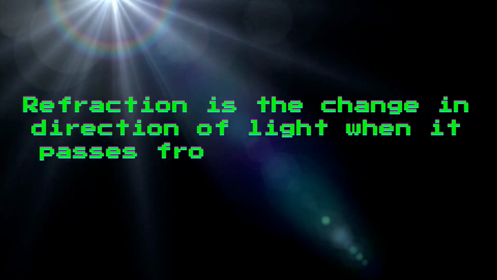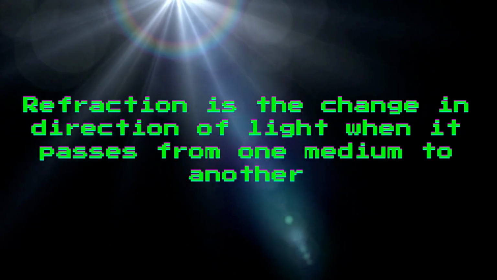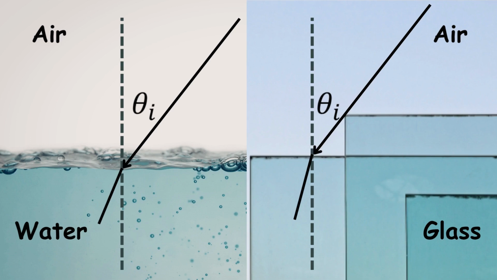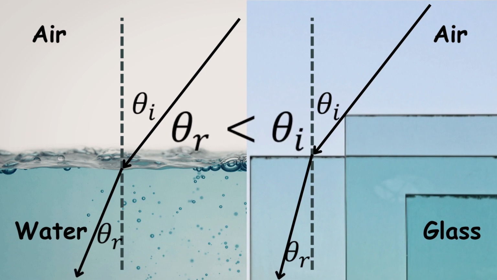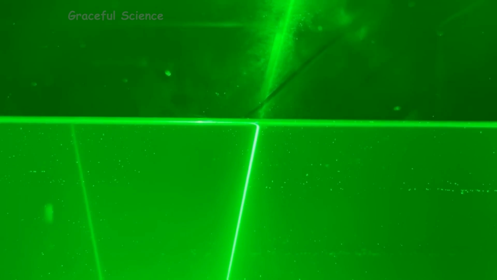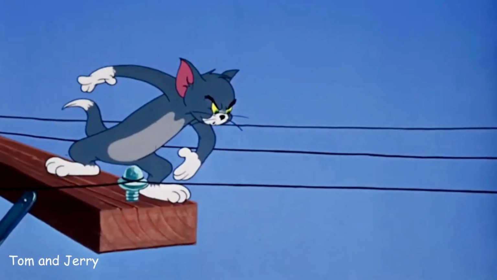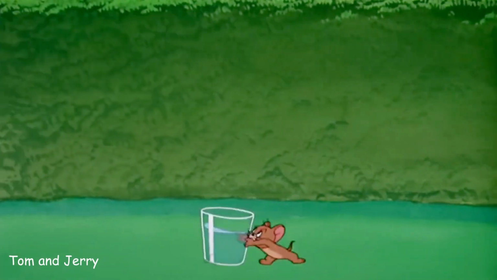Refraction is the change in direction of light when it passes from one medium to another, like from air into water. When light travels from air into water or another optically denser medium, the refracted ray bends toward the normal, so the angle of refraction is smaller than the angle of incidence. As the angle of incidence increases, the angle of refraction also increases. If light strikes the surface normally, that is, straight on, perpendicular to it, its direction of propagation remains unchanged.